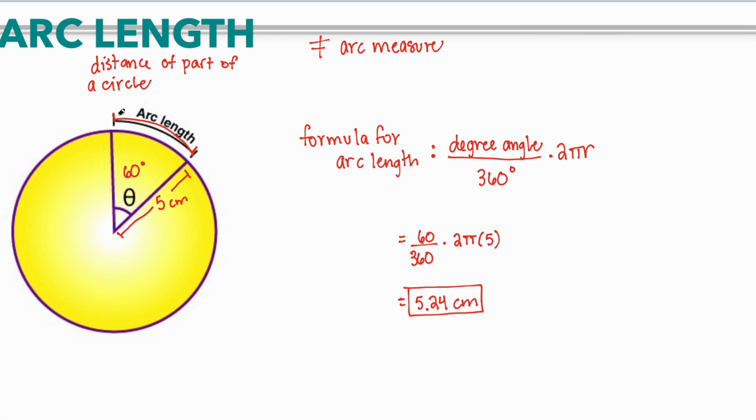So the arc length going from this distance to this distance, think of a person who was walking on the edge. They will walk 5.24 centimeters of this distance. That is not the same as arc measure. The arc measure in this case is 60 degrees. That is the arc measure. The arc length is taking that measure, dividing it by 360, because you're finding out basically what fraction of this entire circle is this distance, and you're going to multiply it by the circumference.